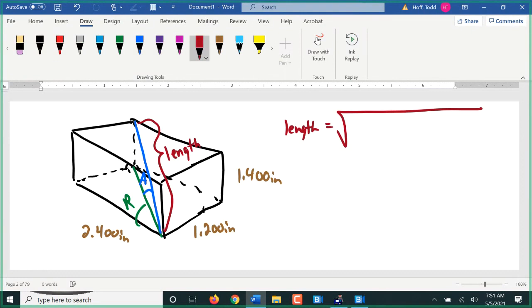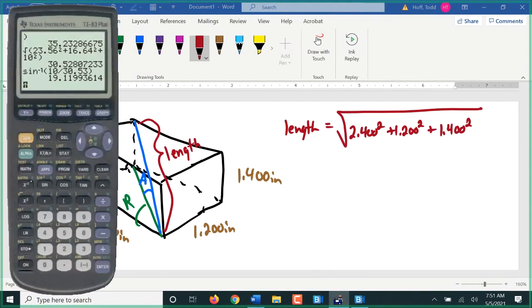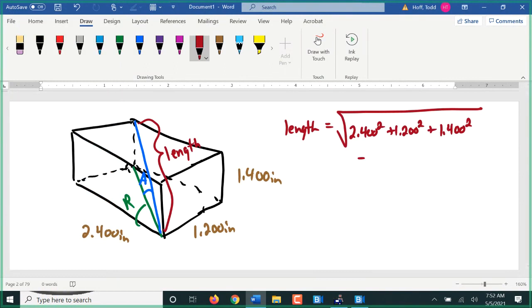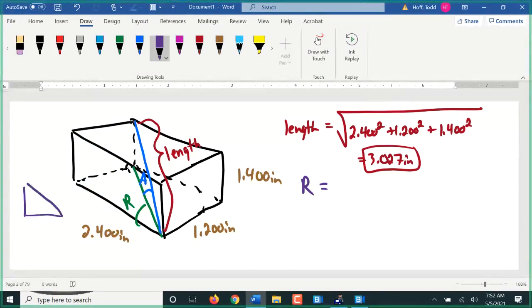Let's find the length. Either one, length or R, could be found first. You're right. So for length, what are we going to put in here? Square root of 0.4 squared plus 1.2 squared plus 1.4 squared. There's our length. For R, what are we going to use? Tangent, very good. 0.2 over 2.4, I believe is 26.56.